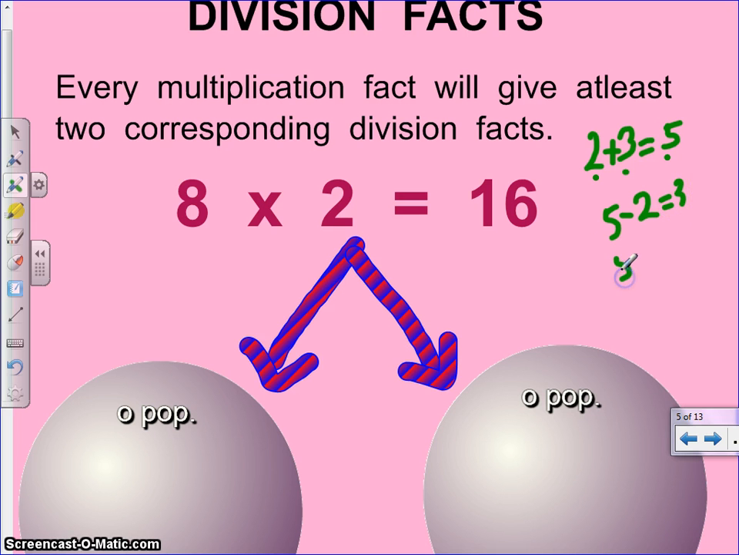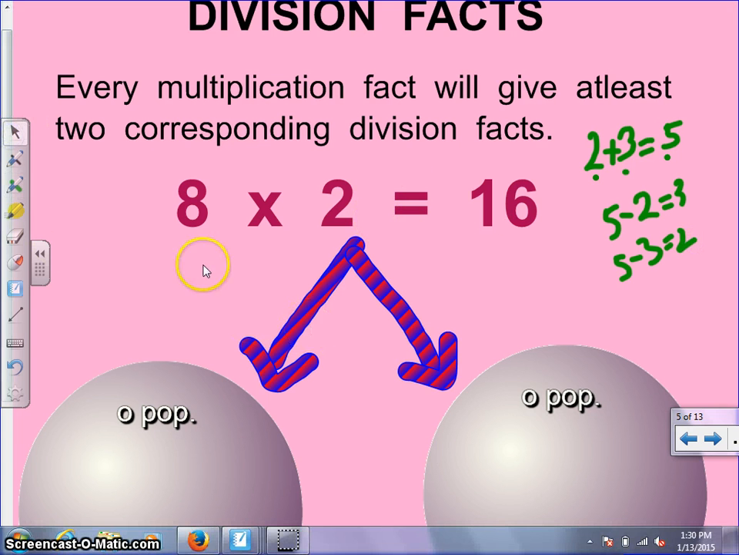So therefore, 5 minus 2 equals 3. And 5 minus 3 would equal, well, 2. It's the same thing with multiplication and division. Here we have 8 times 2 equals 16.